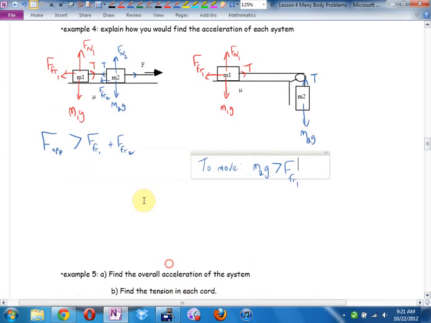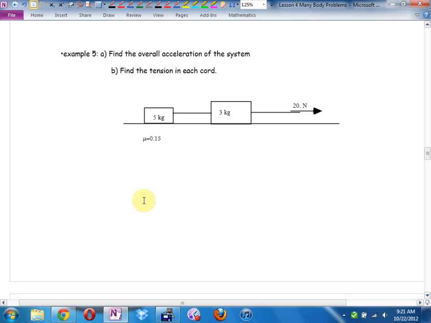Mr. Duick, what if you're not sure? If you're not sure, guess. What if you guess wrong? How can you tell you guessed wrong? What will you notice with your acceleration? It's going to be negative. Oh, and did I show you earlier? It's fairly easy to fix that.